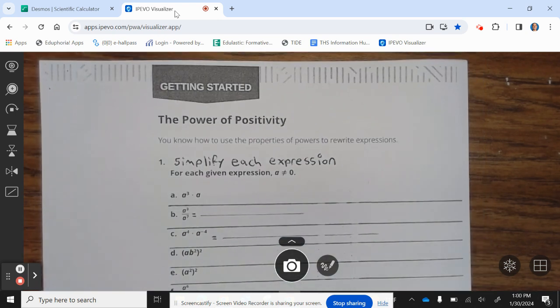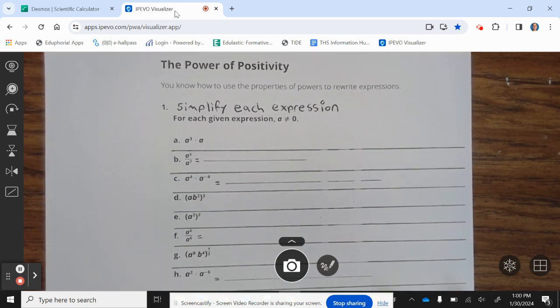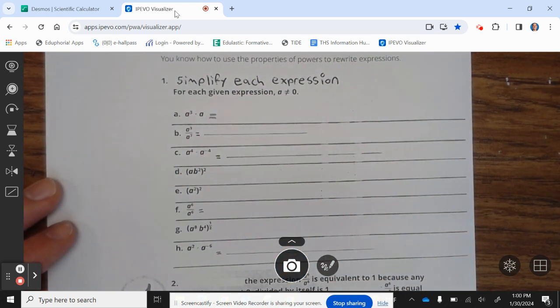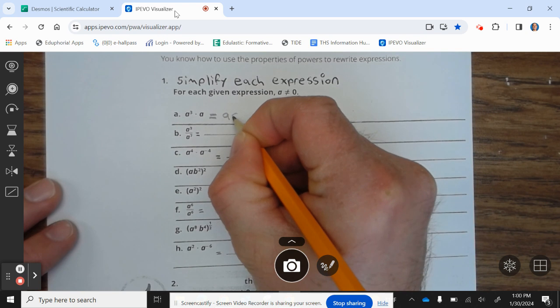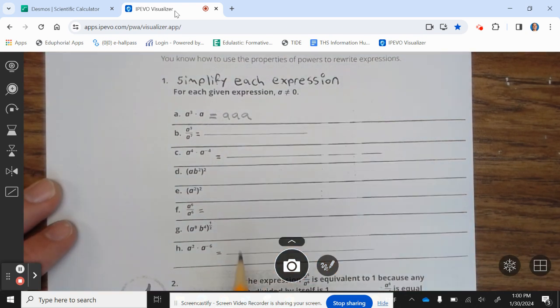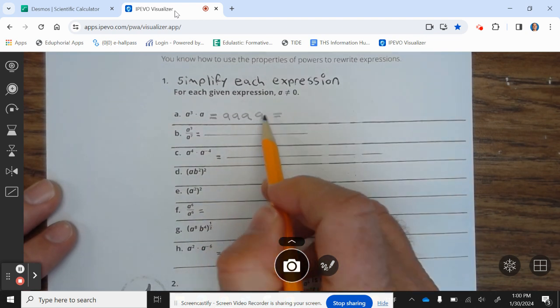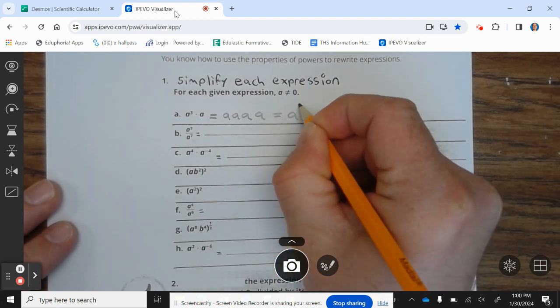Getting started. The power of positivity. You know how to use the properties of powers to rewrite expressions. Number 1, simplify each expression. For each given expression, a not equal to 0. All right, so the best way to do these is to expand. A cubed is 1, 2, 3 times a. Well, that's 1, 2, 3, 4 a's, so that's a to the 4th.